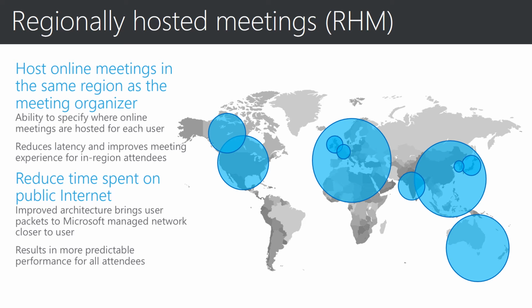With the placement of users, the meeting organizer, the presenter, and also the attendees to the region closer to them, time spent on the public internet will be reduced, and you will gain predictable performance for all meeting attendees. The diagram here highlights the data center locations where users can be placed when implementing RHM. For users outside of the bubble, they will need to be placed on the data center which is closer to their location.